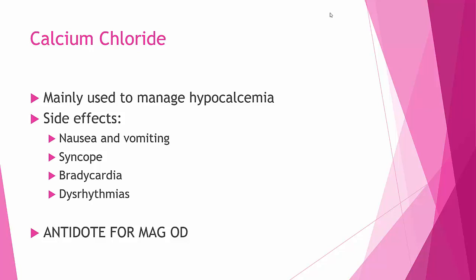calcium chloride or calcium gluconate, usually used for hypocalcemia, but it is an antidote to counter magnesium sulfate if respiratory depression develops. Side effects of this: nausea, vomiting, syncope, bradycardia, and dysrhythmias, and it can precipitate cardiac arrest. So we're talking super serious drug here. All right, it is an IV push drug if needed.